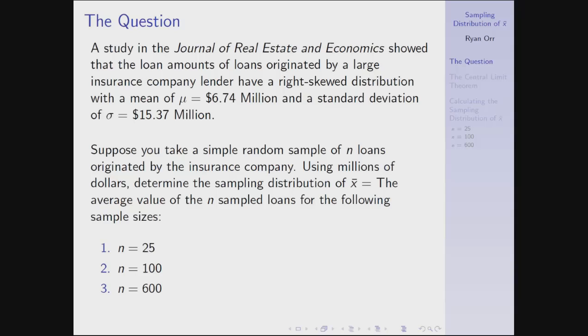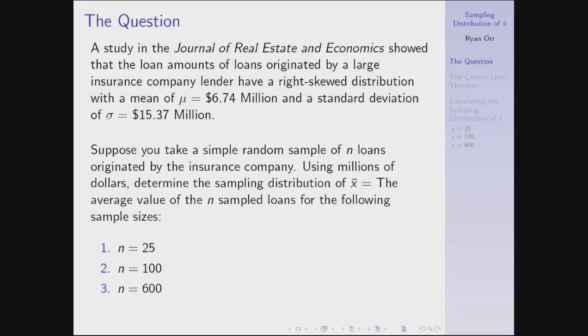Alright, so here's the question. A study in the Journal of Real Estate and Economics showed that loan amounts of loans originated by a large insurance company had a right-skewed distribution with a mean mu equals $6.74 million, and a standard deviation of sigma equals $15.37 million. That right-skewed distribution tells us that they have tons of loans down in the lower range, in the millions, and they do have some pretty big loans, tens, hundreds of millions maybe, but not too many of them, right? Right-skewed means the mean is getting dragged up towards the right tail. Of course, the median would be a little lower.